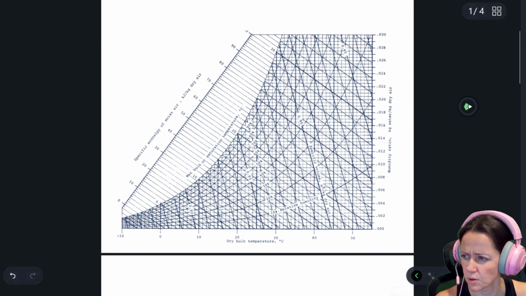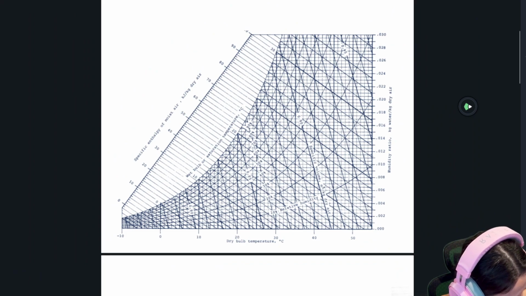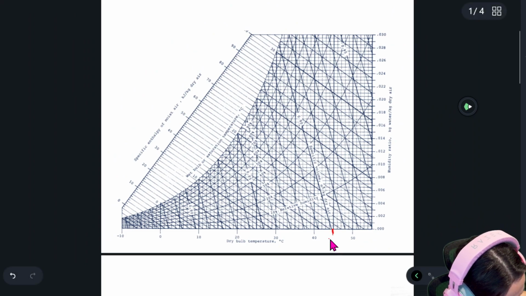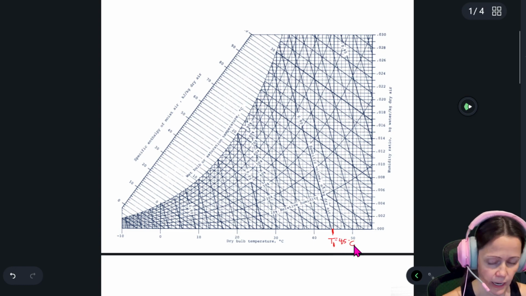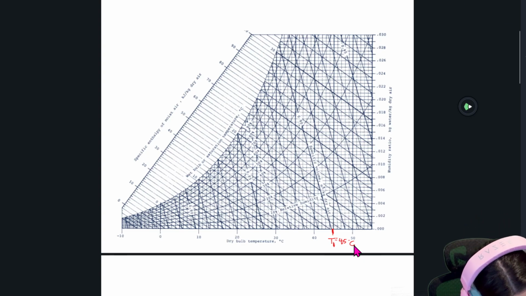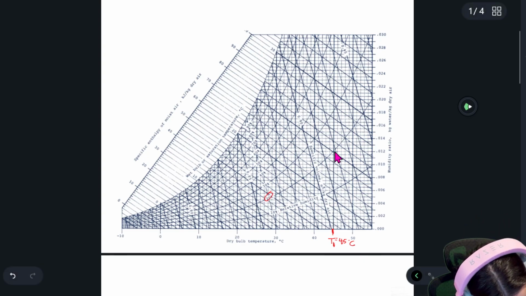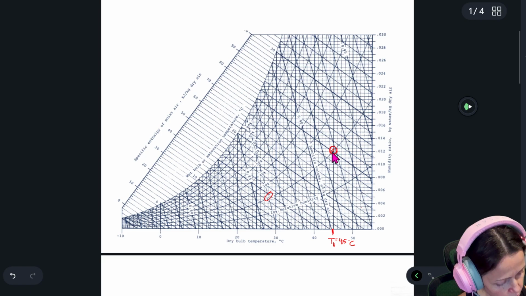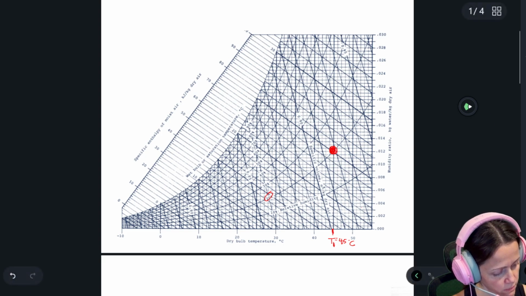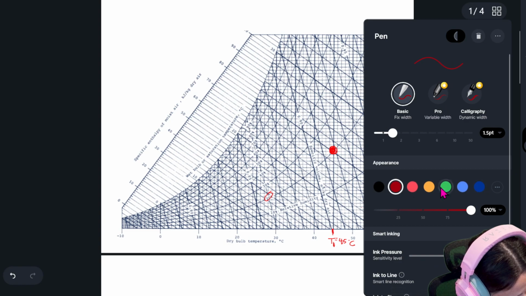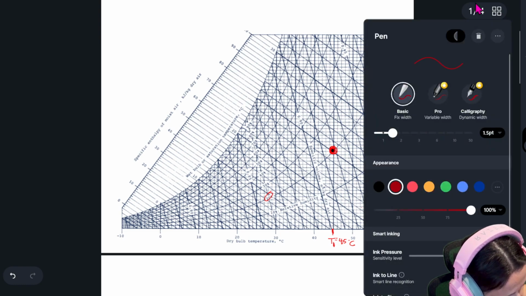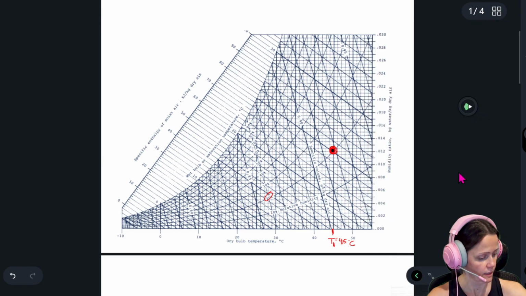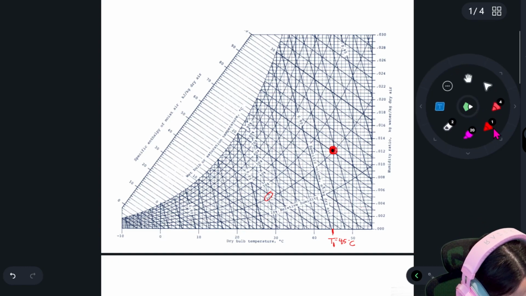All right, so what was it at 45? So here's our T1, 45 degrees. And 20% relative humidity, so that's this guy right here. So right there's our state 1. Let's make this actually black. Spot right there.